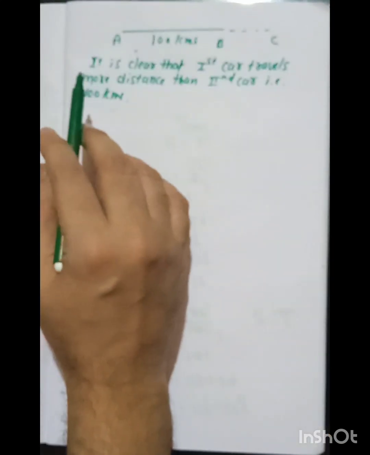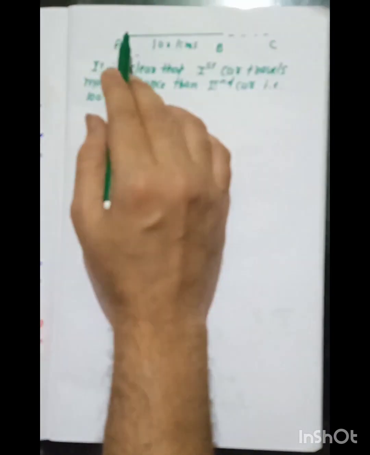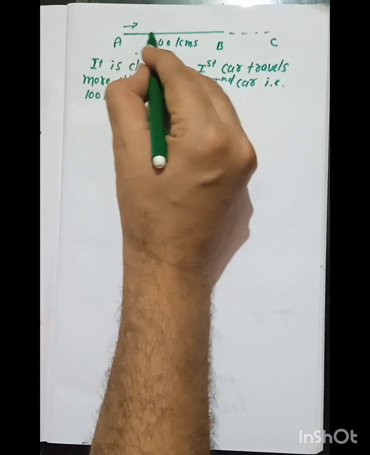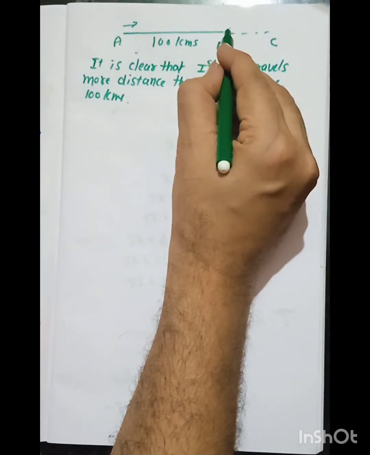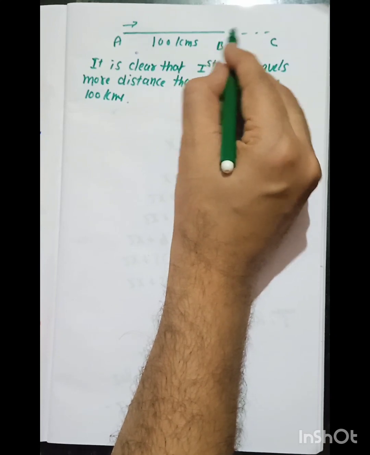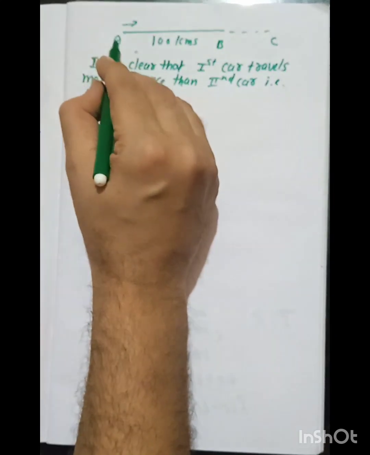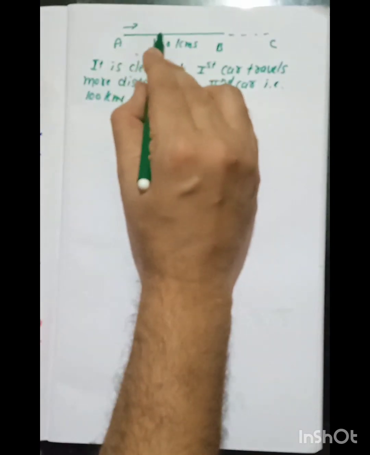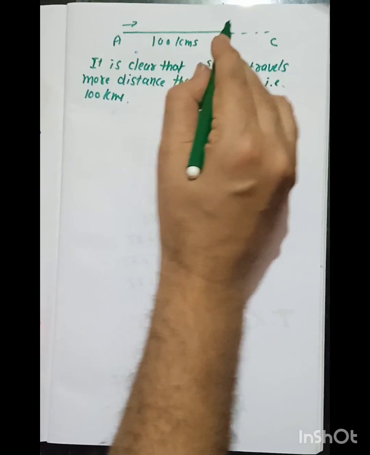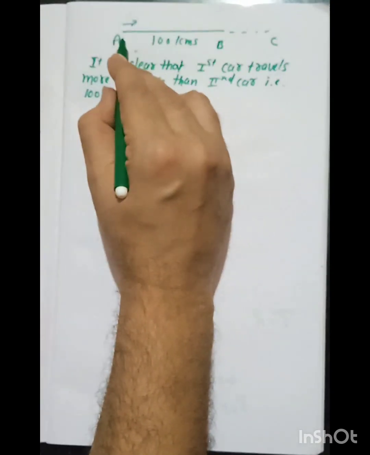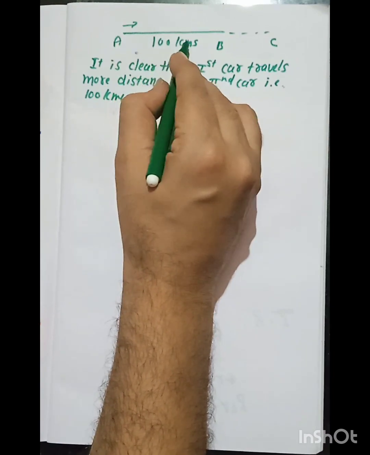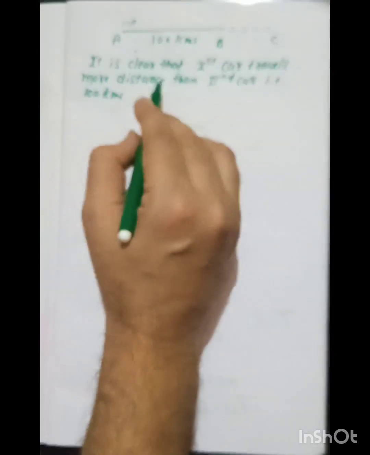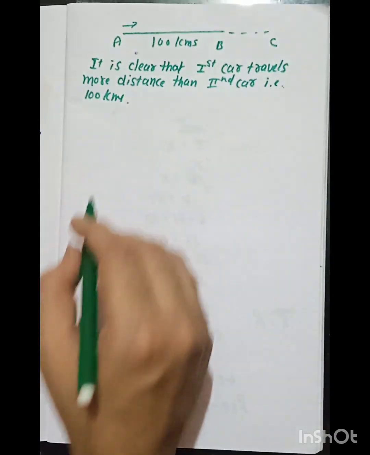It is clear from the figure that the first car starts from A and travels 100 kilometers to reach the point B, and both cars meet at C. It means the first car travels more distance than the second car, because it has to travel 100 kilometers first to reach B, and then both cars meet at C. So the first car travels 100 kilometers more than the second car. I have written the same thing.